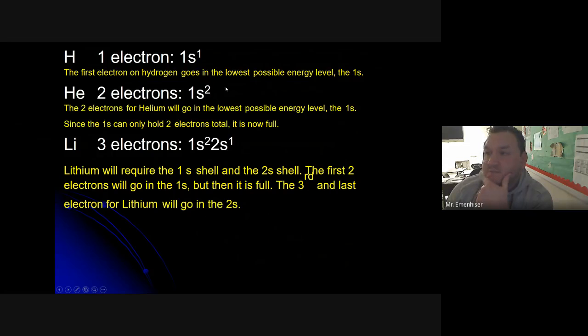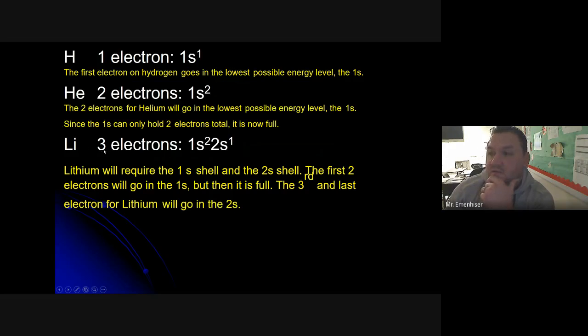All right, let's look at helium. 2 electrons, 1s2. The 2 electrons for helium will go in the lowest possible energy level, the 1s. Since the 1s can hold 2 electrons, it's now full. And so we could fill that first s orbital. And so 1s2 is the configuration for helium.